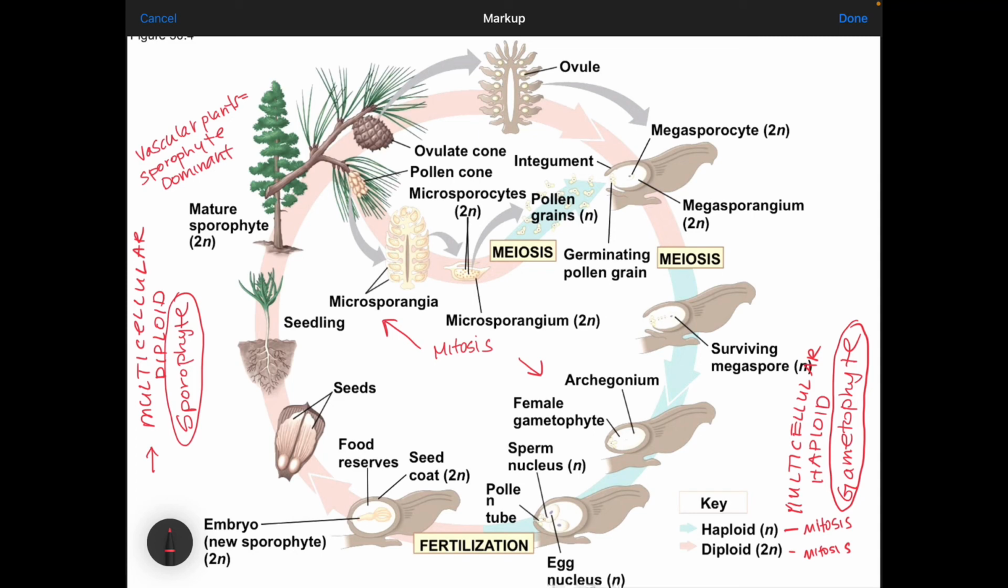It's a gymnosperm. If you are a moss or another non-vascular plant, those ones have their gametophyte dominant. So for the exam, you could have put either of these, gametophyte dominant or sporophyte dominant, as long as you specified what kind of plant you're talking about. If you're talking about a moss, you're over here. If you're talking about a pine tree, you're over there.